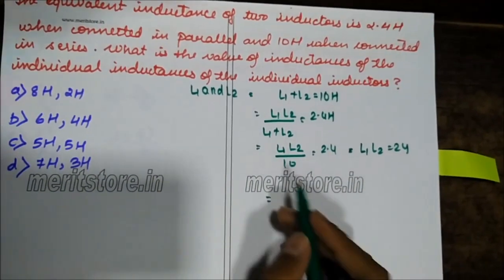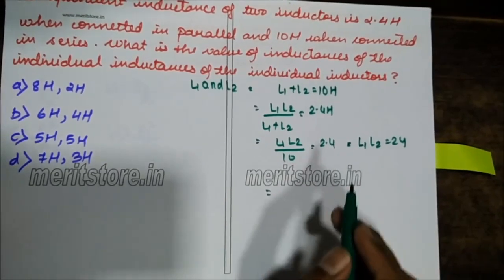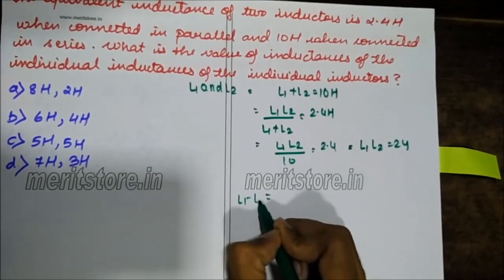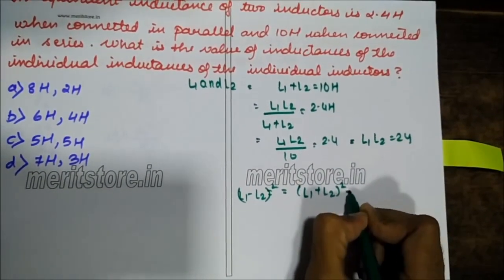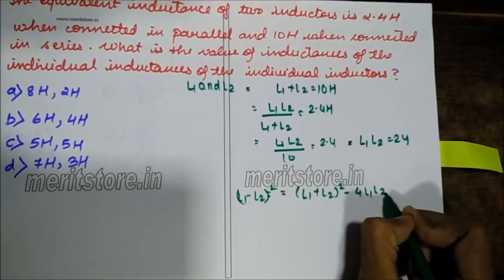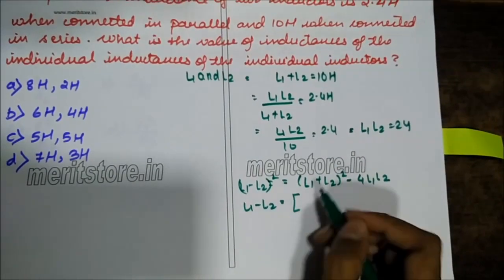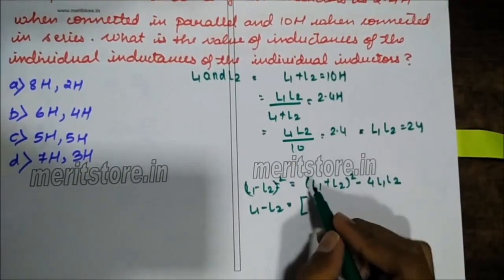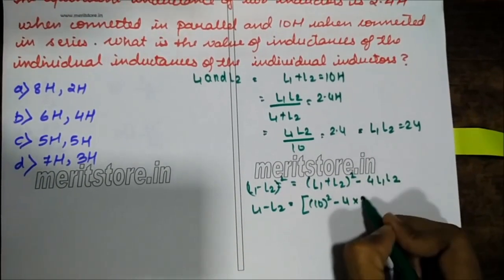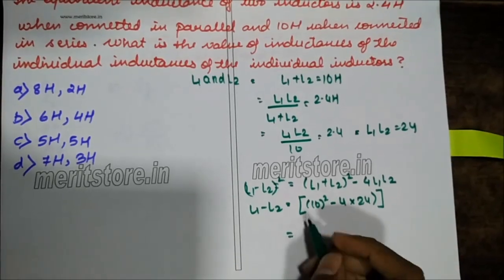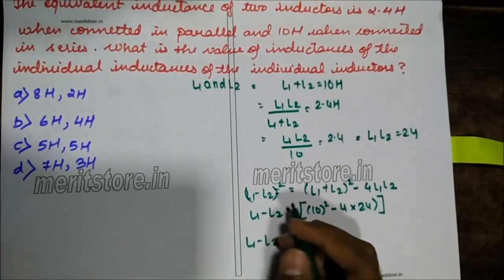We'll use the formula L1 minus L2 the whole square equals L1 plus L2 the whole square minus 4 times L1 L2. L1 plus L2 is 10, so it becomes 10 square minus 4 times L1 L2, which is 24. Overall this becomes 2 H, that is L1 minus L2 equals 2 H.